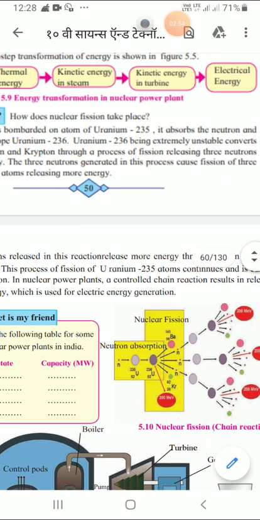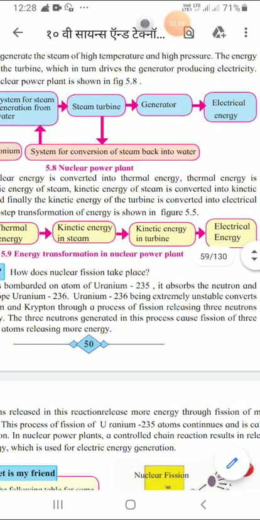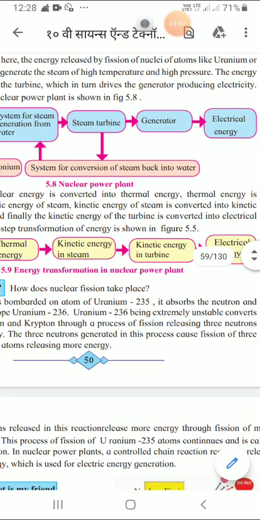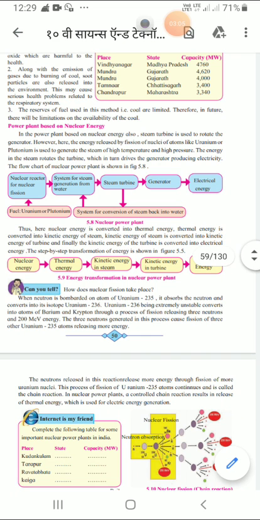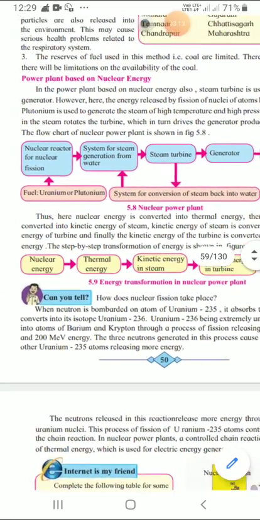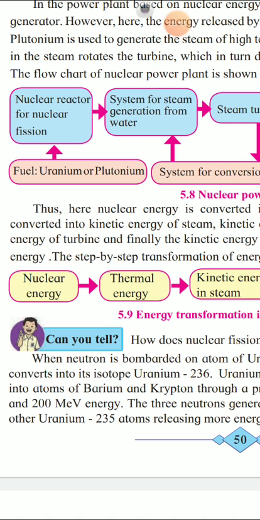So we'll see here, children, one flow chart. I hope you all can see this flow chart. It is given here: nuclear reactor for nuclear fission. I'll enlarge and show you the nuclear reactor for nuclear fission. That means whenever nuclear fission takes place, nuclear reactors are used.